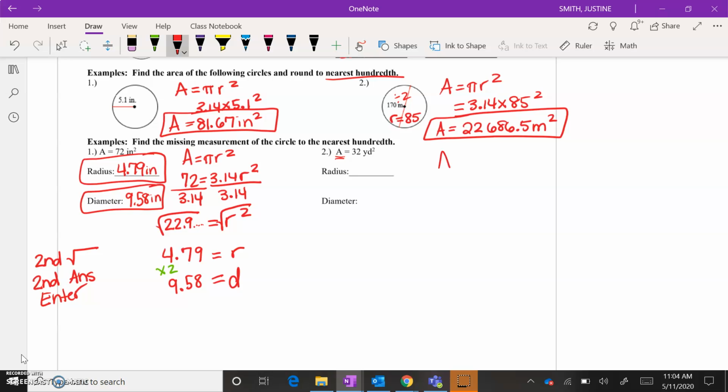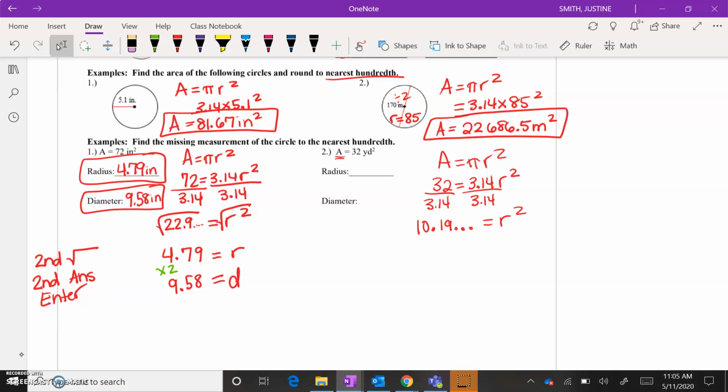All right, so again, we have the area. We're going to use our formula and plug in 32 for our area, which is equal to 3.14 times the radius to the second power. So I'm going to divide each side by 3.14. 32 divided by 3.14 gives me 10.19, and again, it keeps going. So this long decimal is equal to r squared.